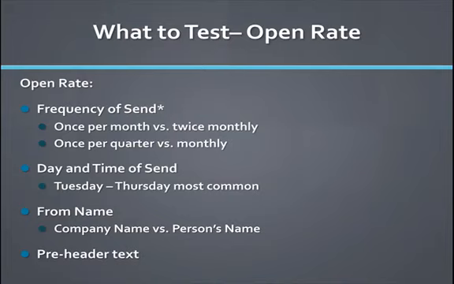You can test the day and the time that you send your email. And I did mention this a little bit earlier. Generally speaking, the most common times of the week to send out email are Tuesday, Wednesday, and Thursday. The reason for that is most people read their email when they're at work, and generally those are the days that people are there. If somebody's going to take a day off, it's usually going to be a Monday or Friday to extend their weekend.